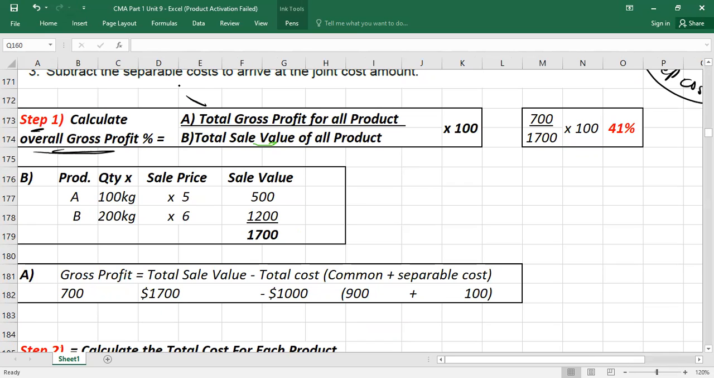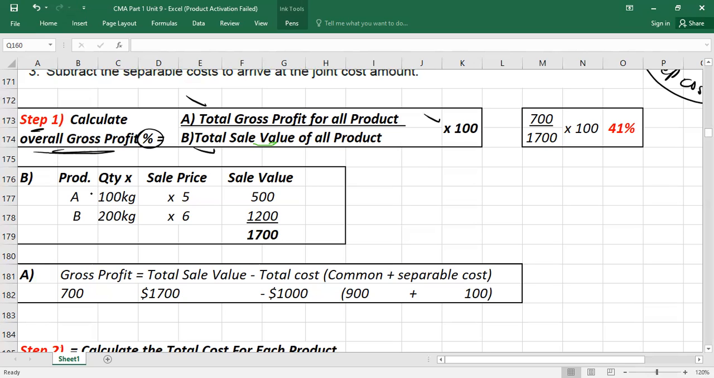GP ratio is what? Numerator is what? We need total gross profit for all product, not for one product, for all product, divided by total sale value of all product. The numerator is total gross profit. Denominator is total sale value. And then we'll multiply with the 100 to get the answer into percentage. But how? Let's have a look.